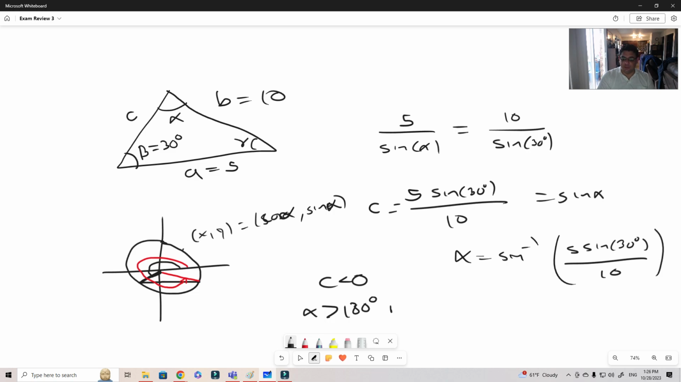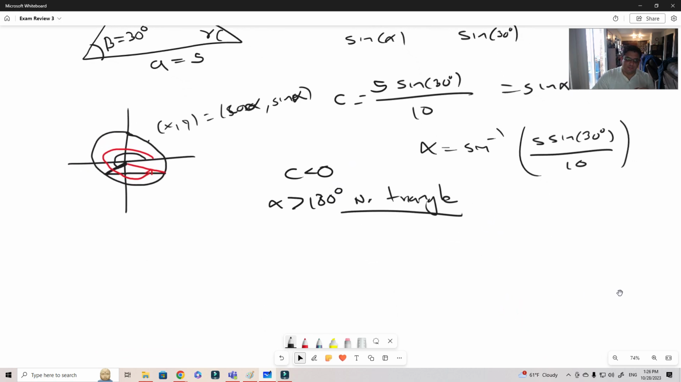So that means no triangle, because this is just going to produce something that won't give me access to a triangle. Triangles have 180 degrees inside of the triangle, so alpha plus beta plus gamma should add up to 180. If the angle is already 180, it won't work. So this number here cannot be negative. Now let's assume that the number is positive.